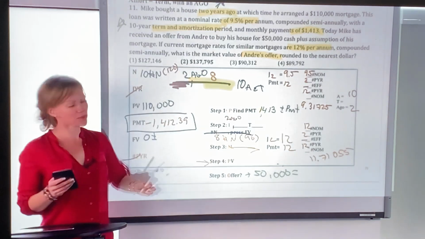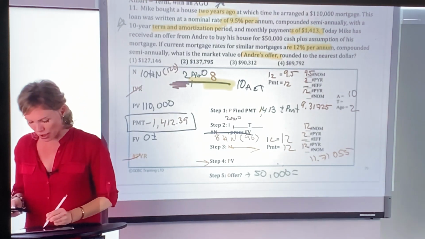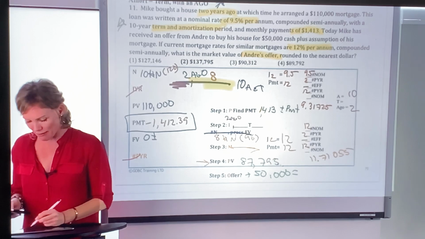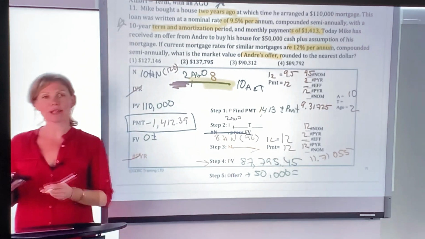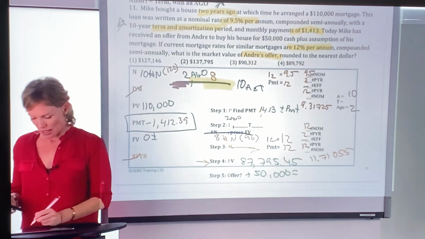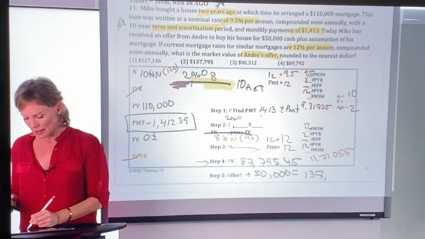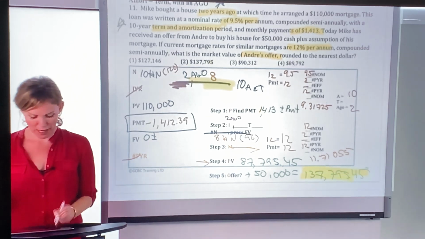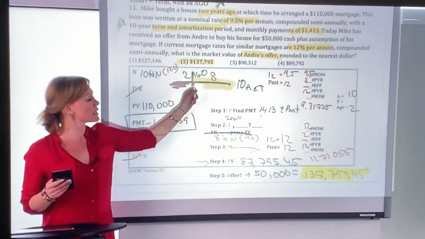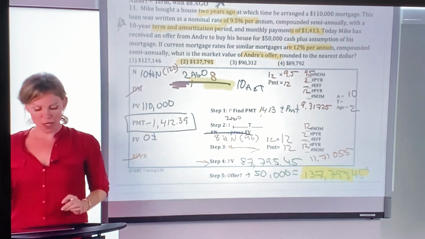Step 4, you press PV. And when you press PV, it will come up as a mortgage of 87,795.45. That is a mortgage, but we're not done because we're looking for the offer. So add plus 50,000 cash, and it will come up as 137,795.45. Okay, and that is your offer. Look back at the answer. You have it as option number 2, 137,795. Last one more, and then we're done.